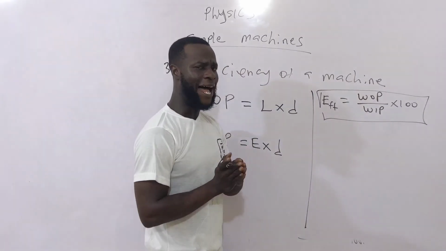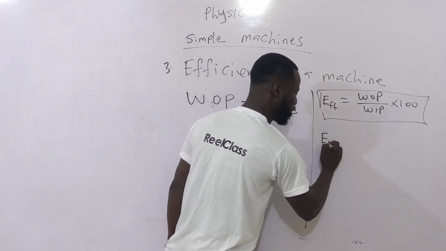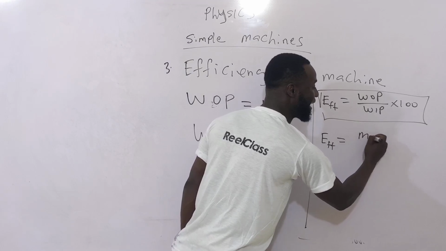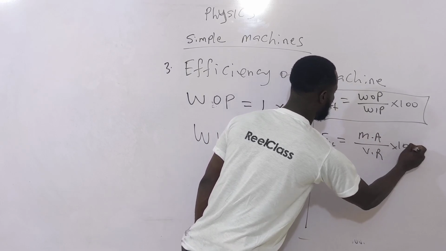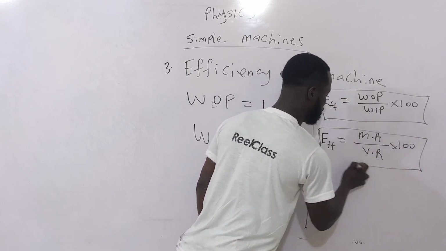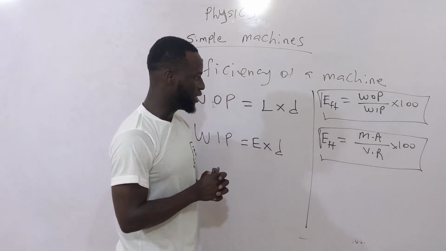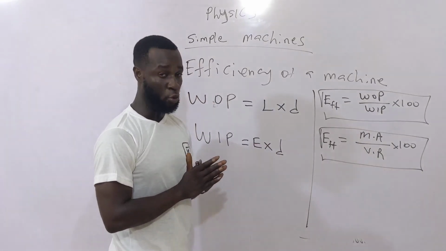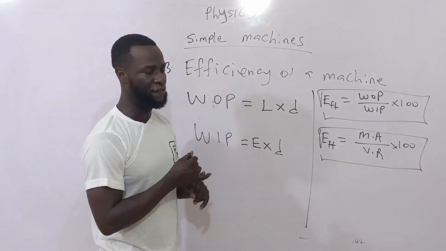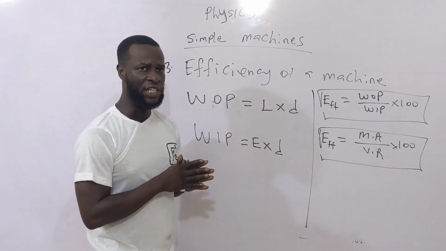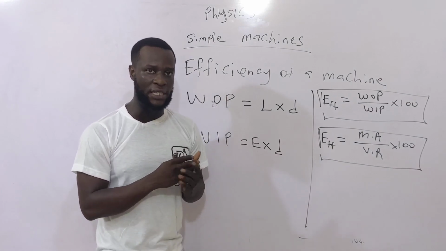Another added piece of information is that the efficiency of a machine is also equal to mechanical advantage divided by velocity ratio times 100, if the efficiency is given to you in percent. This is the efficiency of a machine and the formulas that you need to know. What we are going to do now is take questions on the efficiency of a machine and mechanical advantage, before we start looking at other types of simple machine and their individual velocity ratio.